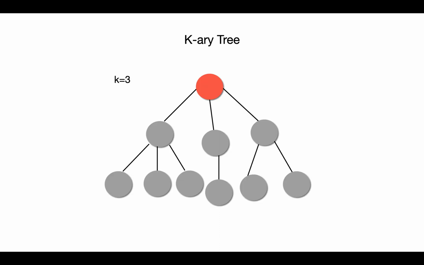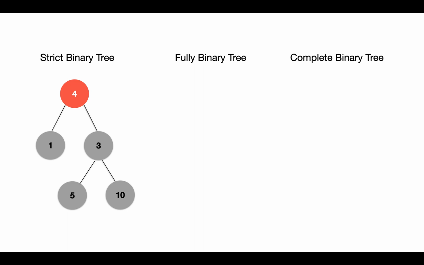Back to binary trees. Binary trees can further be classified into these parts: strict binary tree, fully binary tree, and complete binary tree. Strict binary tree where every node has exactly two or no children. Fully binary tree where each node has exactly two children and all leaf nodes are on same level.